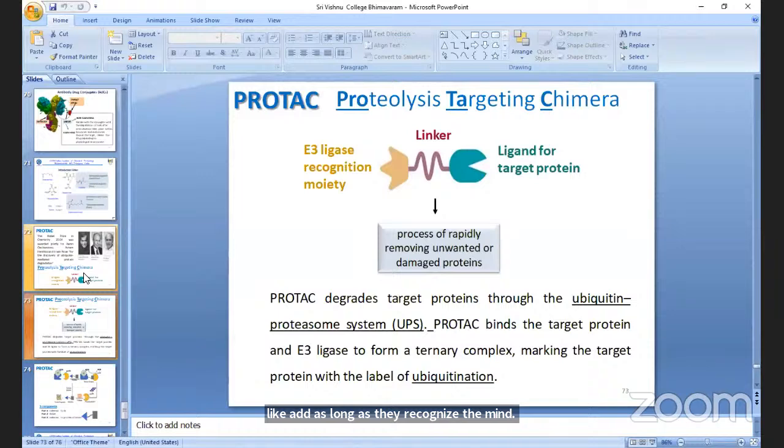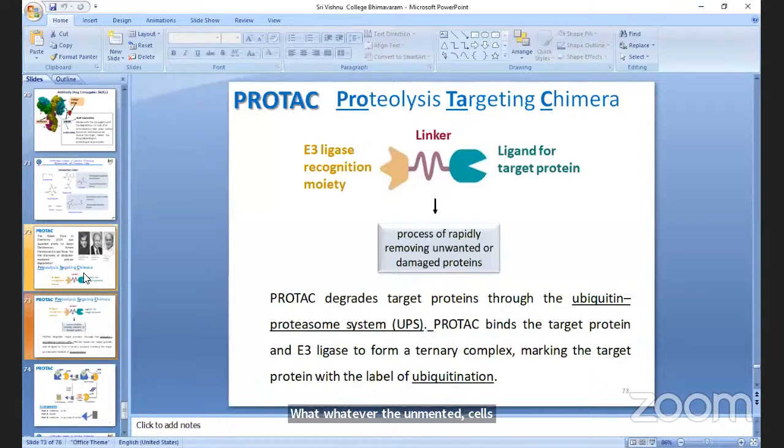That means a PROTAC, proteolysis targeting chimera. That means there is an E3 ligase recognition moiety, which will recognize, and there is a ligand and there is a linker. Earlier two processes were there, here three processes are there, with a linker between. The process of rapidly removing the unwanted or damaged protein. Whatever unwanted cells or damaged proteins are there will be removed.